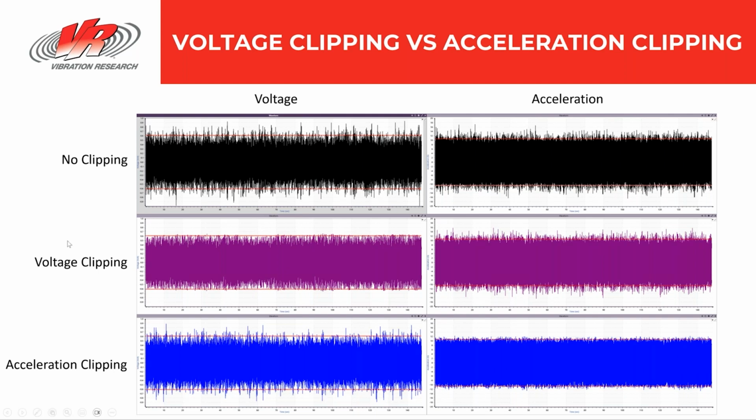But now with TruClip, we can turn on acceleration clipping. And while we don't see the clipping in the voltage that is coming out of the controller, we can clearly see in the acceleration data that these peaks have been shrunk and reduced.